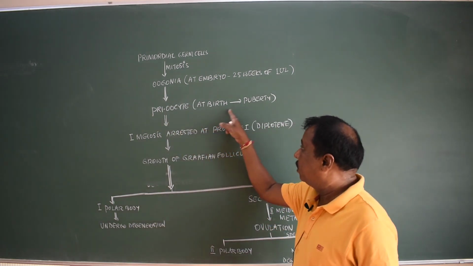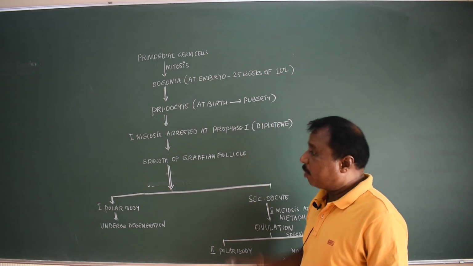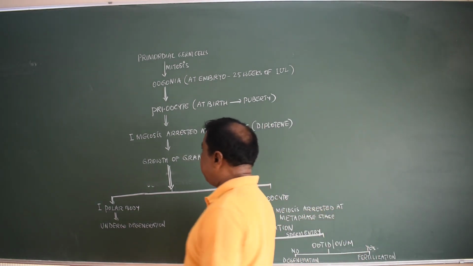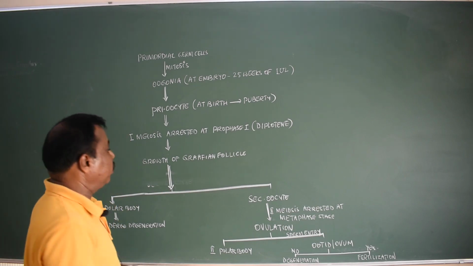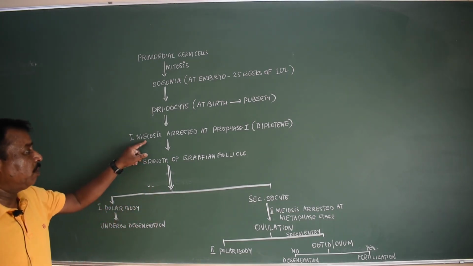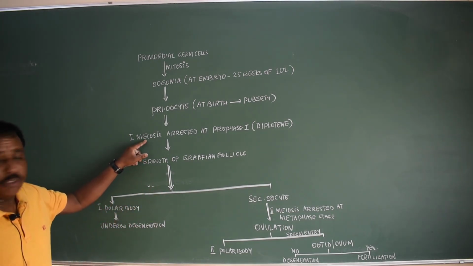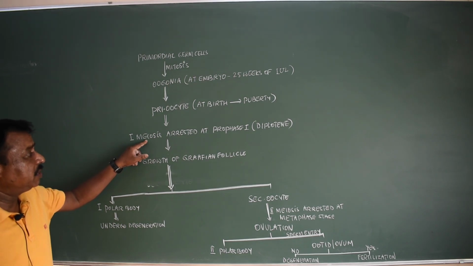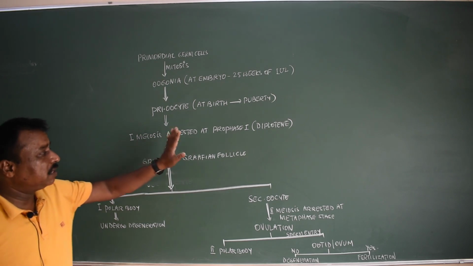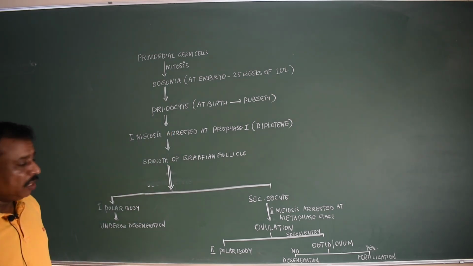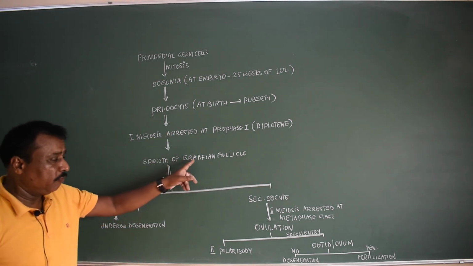This is at birth till puberty. So the primary oocyte, after attaining maximum size, undergoes first meiosis. You know that first meiosis is a reductional division where the chromosome number is reduced to half, and this is a very important phase in oogenesis, and this is arrested at prophase 1 of diplotene, followed by growth of the Graafian follicle.